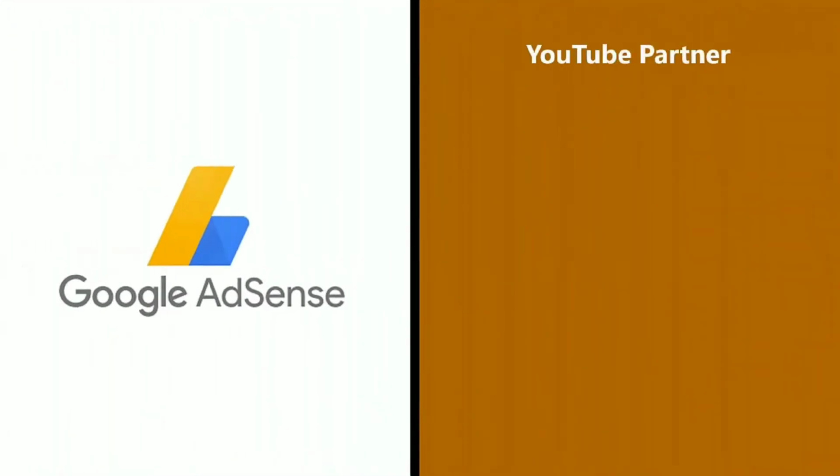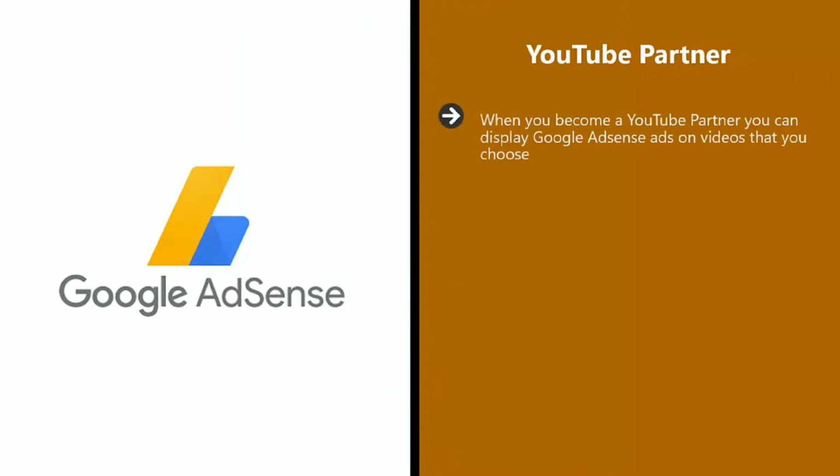YouTube Partner. When you become a YouTube partner, you can display Google AdSense ads on videos that you choose. If you are not aware of Google AdSense, it is used by content publishers, such as vloggers and blog owners, to display Google ads in or on their content. Every time an ad is clicked, you share the revenue with YouTube.